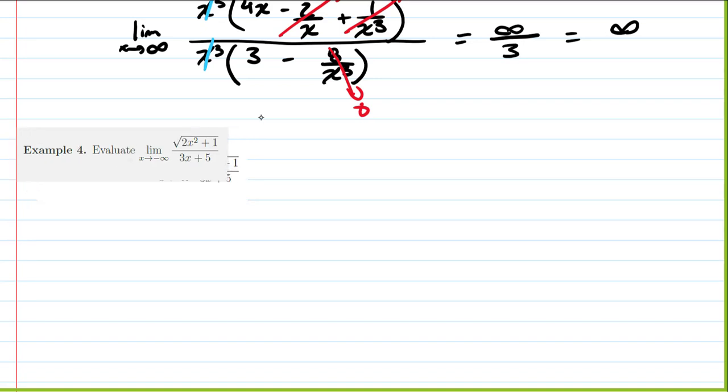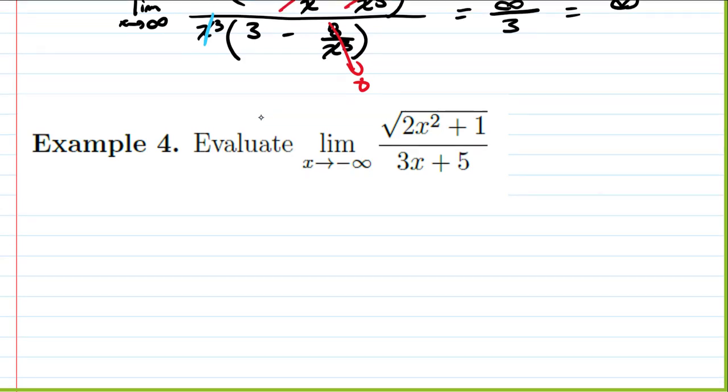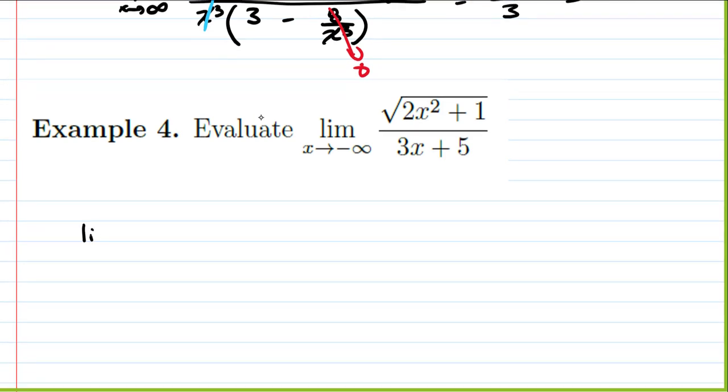So for our next example, we have to be a little bit careful here because we have a square root. Square roots aren't so bad, but we're going to negative infinity, so we need to be a little bit careful as we do this. So let's start by analyzing each of these. We're going to be factoring out an x from both the numerator and denominator. So we take the limit as x goes to negative infinity.